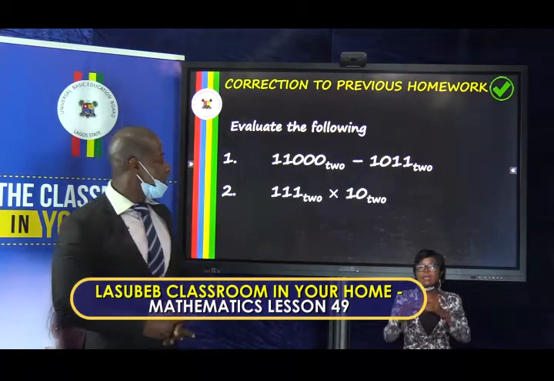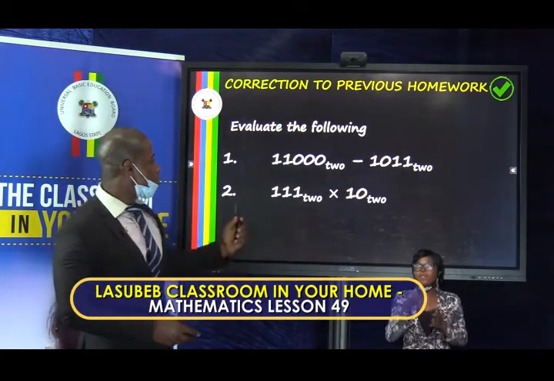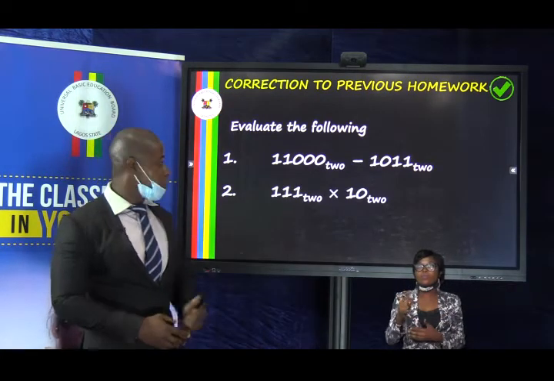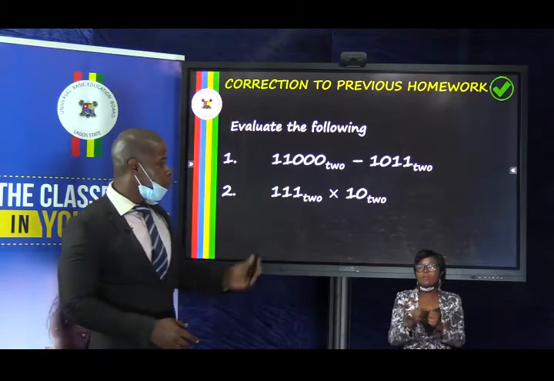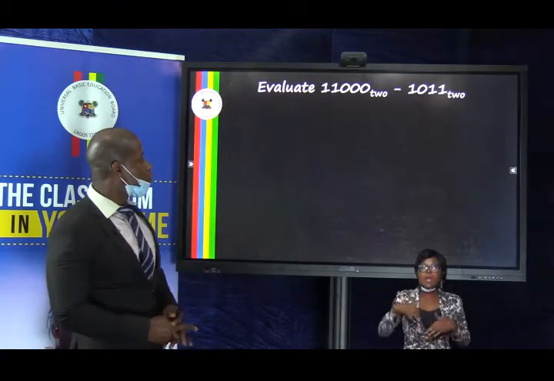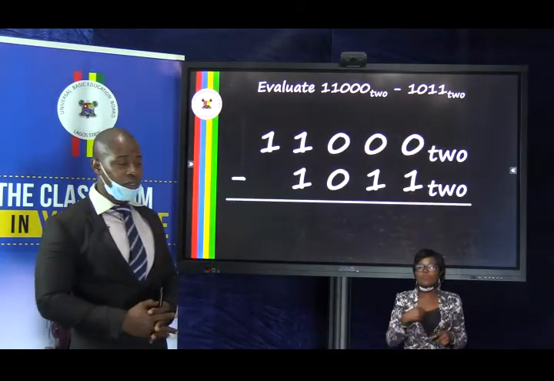In the last class you were asked to evaluate this, to subtract 1011 in base 2 from 1100 in base 2, and also to multiply 111 base 2 by 10 base 2. Let's just see how that is done. We begin with the subtraction, and of course we arrange as we normally do in base 10.